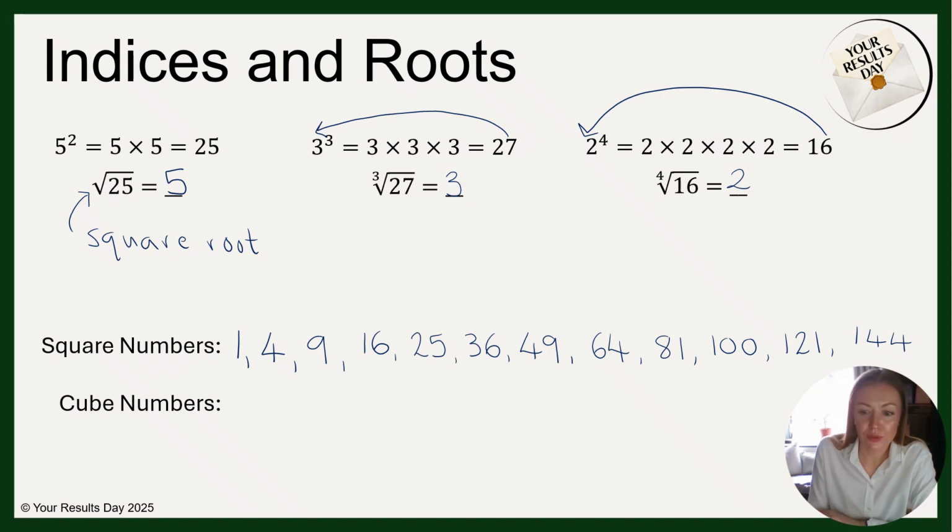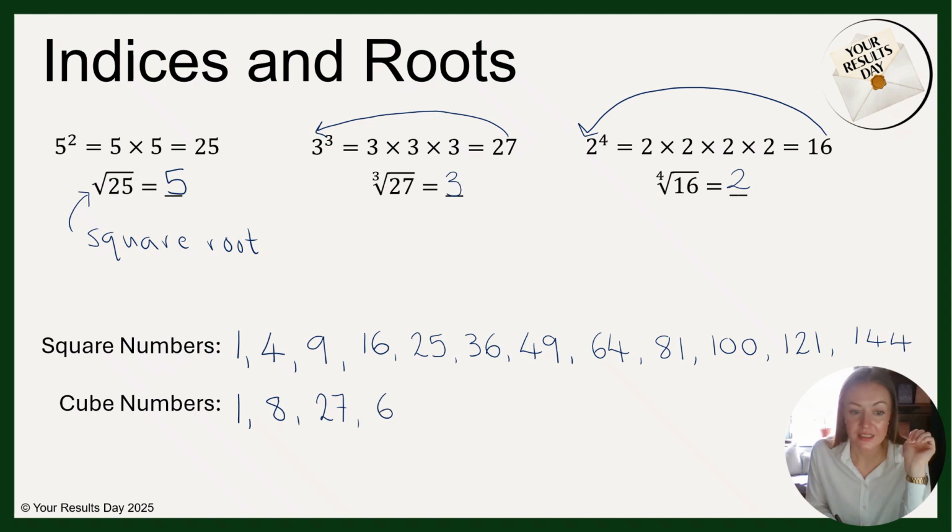And the same with cube numbers. We don't really go too high with cube numbers. 1 times 1 times 1, because remember we've got to do it 3 times. So 1 times 1 times 1 is 1. 2 times 2 times 2 is 8. 3 times 3 times 3 is 27. 4 times 4 times 4 is 64. 5 times 5 times 5 is 125.